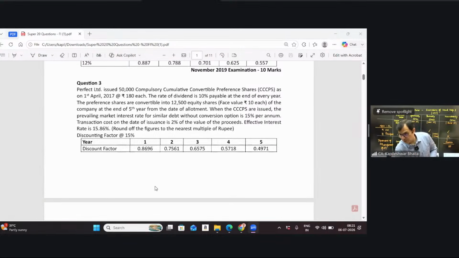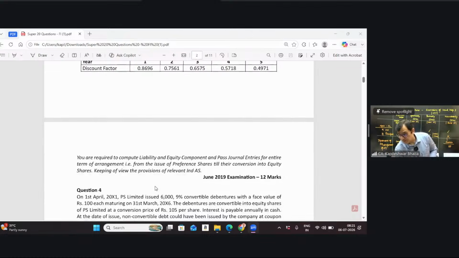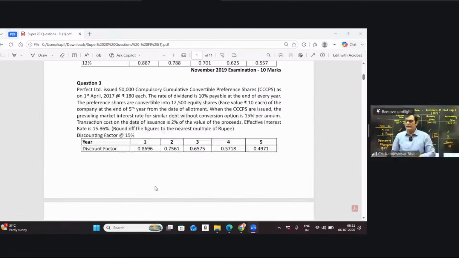This is the June 2019 question. It came for 12 marks in the exam. It says Perfect issued 50,000 compulsorily cumulative convertible preference shares on 1st April 17. The rate of dividend is 10% payable at the end of every year.